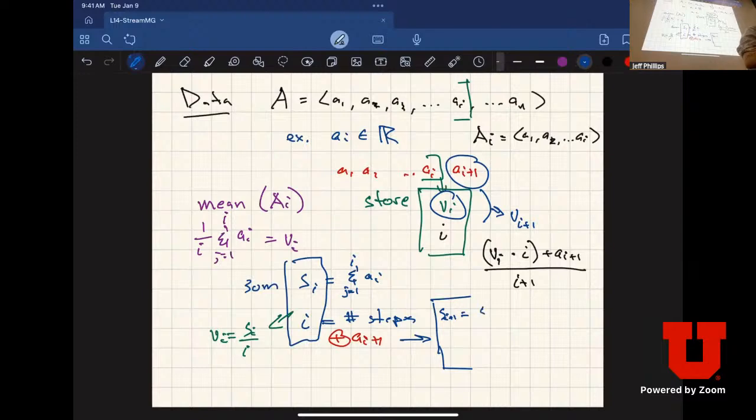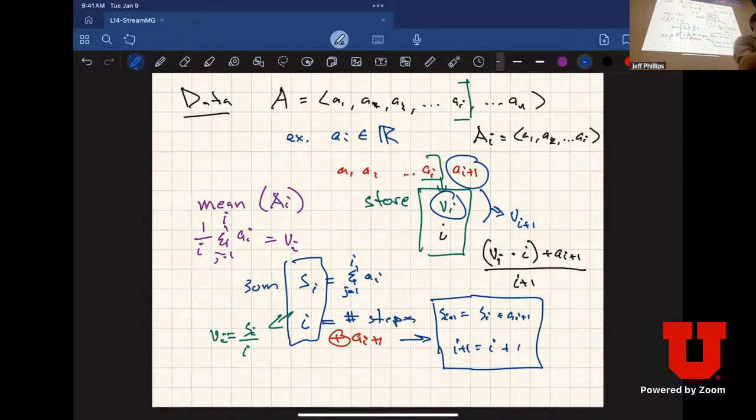S_{i+1} equals S_i plus A_{i+1}, and I plus 1 equals I plus 1. Okay, and so this is how I do the update. Right now, the update is more straightforward. I just add something under the sum and I update my total counter here.